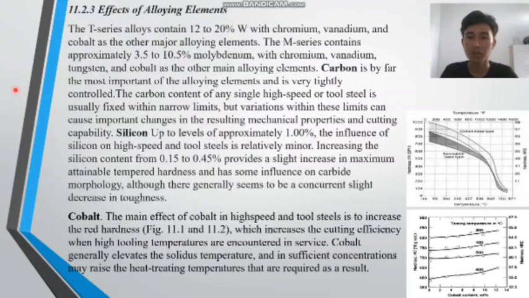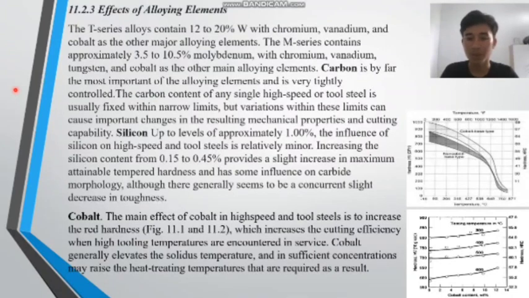Silicon, up to levels of approximately 1%. The influence of silicon on high-speed and tool steels is relatively minor. Increasing the silicon content from 0.15 to 0.45% provides a slight increase in maximum attainable tempered hardness and has some influence on carbide morphology, although there generally seems to be a concurrent slight decrease in toughness.